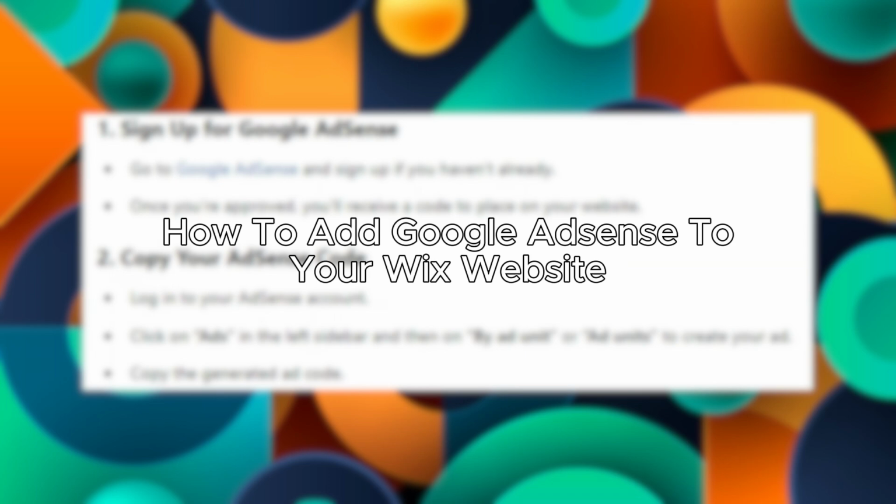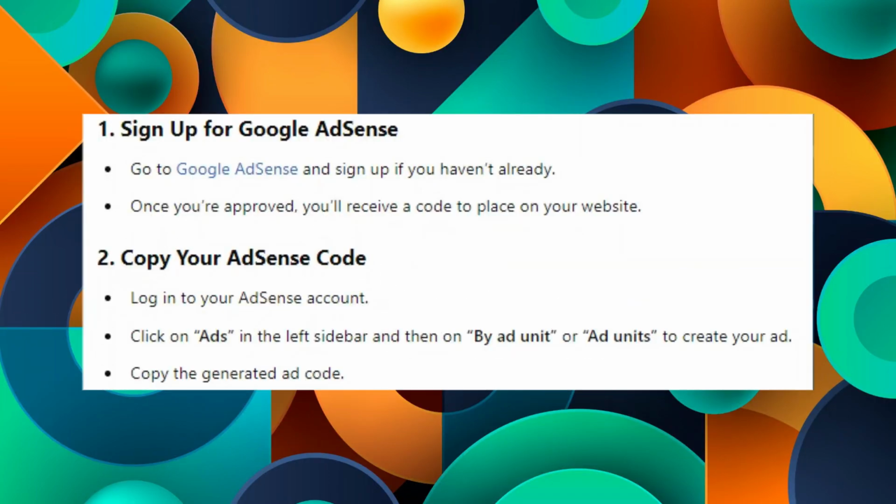So let's get started. The first step you'll have to do is to go to Google AdSense and make sure to make an account. Once you're approved, you'll receive a code to place on your website. Now again, log into your AdSense account. On the left hand side you'll see an ads option. Click on it, then click on buy ad unit or add units. Now copy the generated ad code given to you.